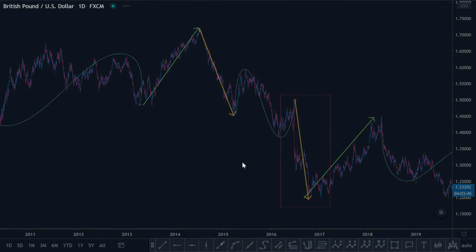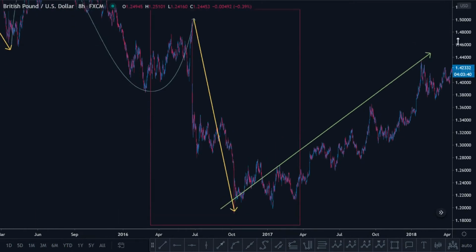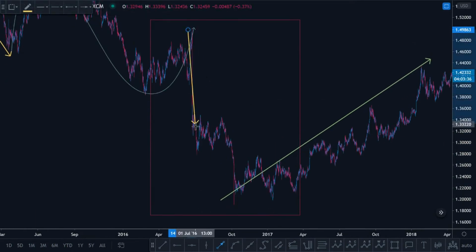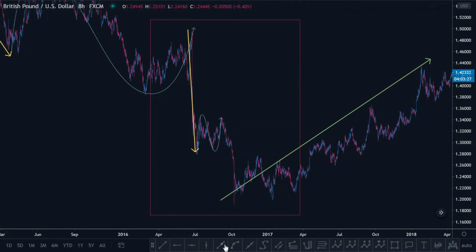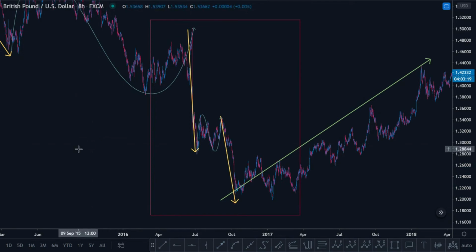So if we're going to say the 8-hour chart, we zoom in on this area, we will find what we have is an impulse to the downside, our correction, and an impulse to the downside. Impulse, correction, impulse, which occurs on all time frames. It's the fractal nature of price action.